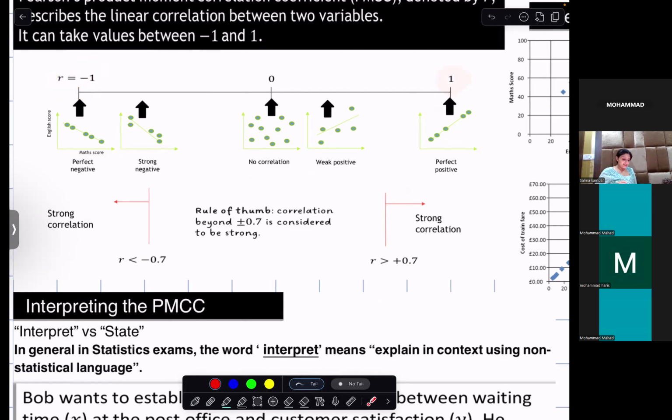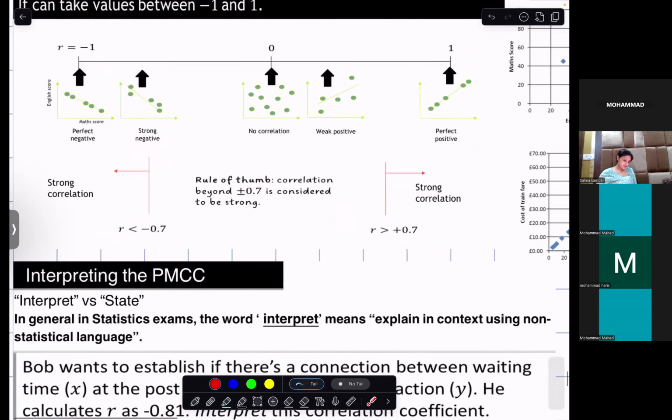But if it is less than -0.7, then it is strong negative. And if it's more than +0.7, that means it's strong positive correlation. And below this would be weak positive or weak negative. If it is minus, then it is weak negative. If it is plus, then it is weak positive.